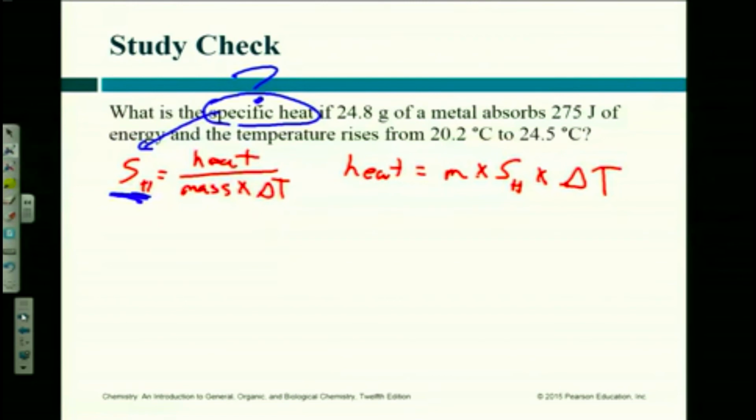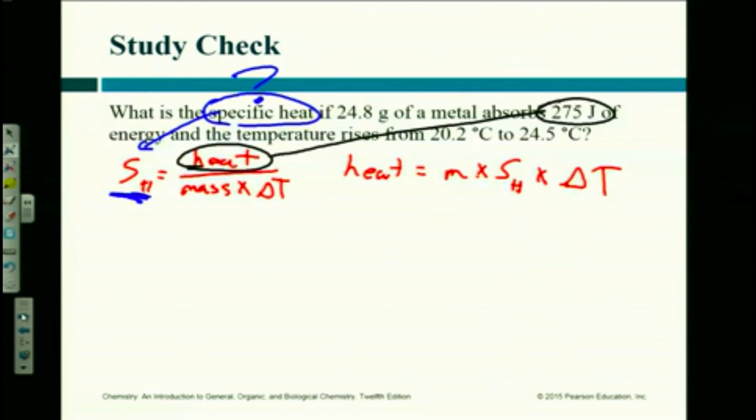Now, let's see if we can do this. Where is heat? 275 joules. And how do you know it's 275 joules? Because joules is the unit of heat. That's all. It isn't that hard, is it? If you know joules and calories are heat, then that's heat.